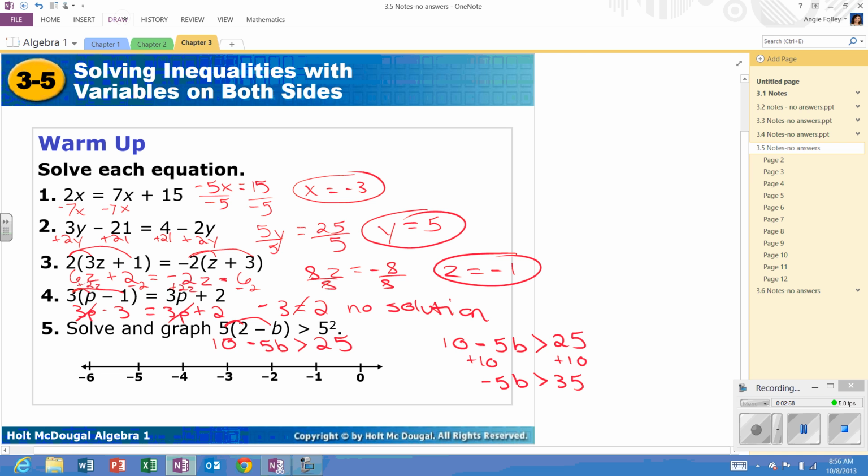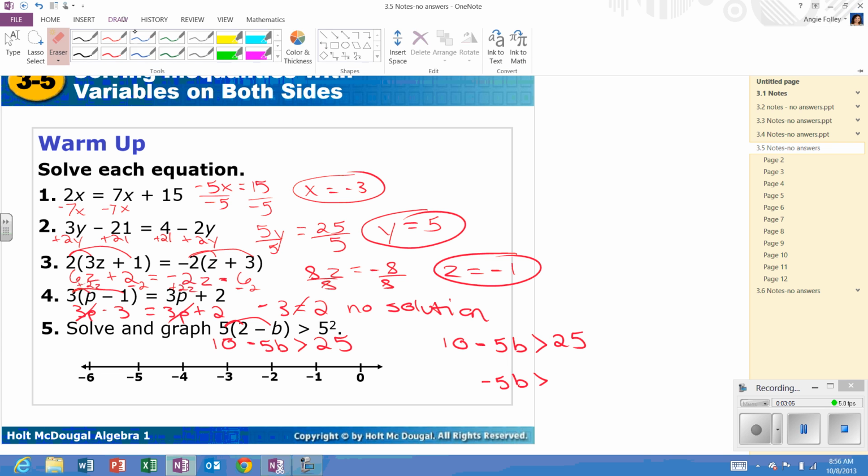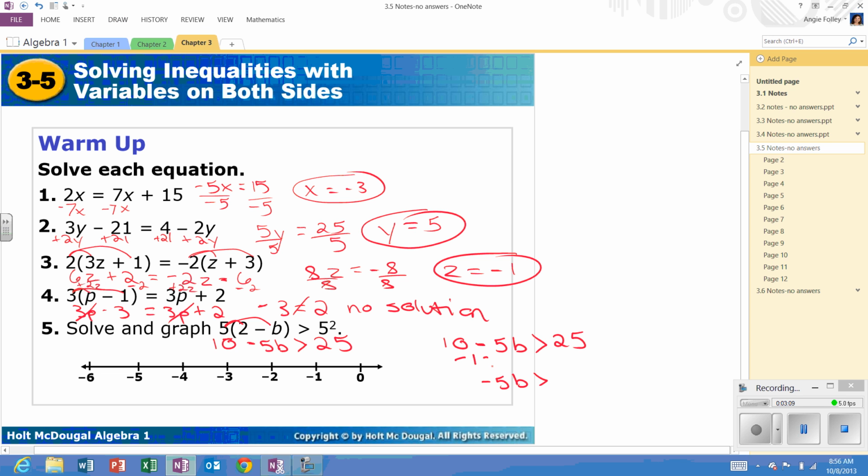Actually, I just made a mistake. Let's fix that. Obviously, we should not add 10 because that is not the inverse operation. We need to make sure that we subtract 10.